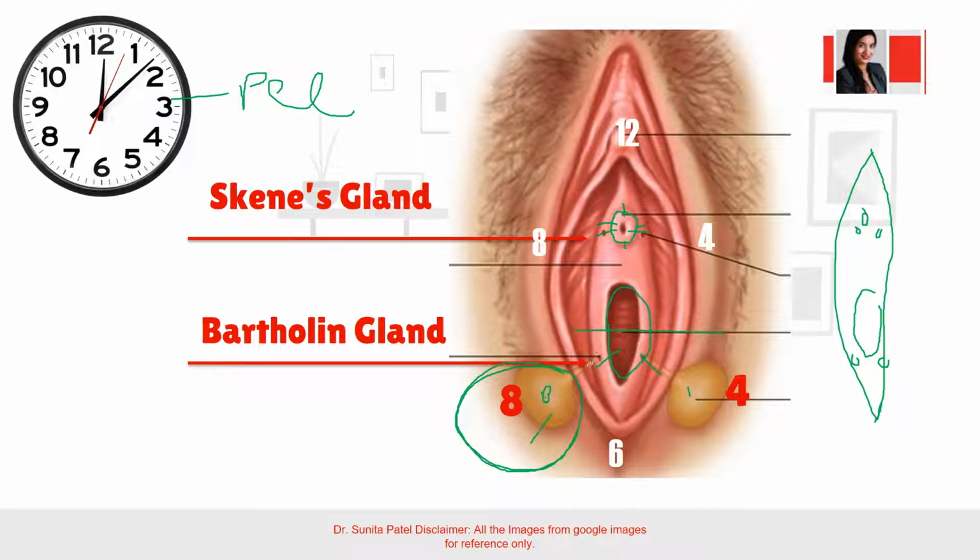So when the opening is blocked, that creates the cyst formation inside, and we call it a Bartholin cyst. So what is the treatment for Bartholin cyst? What can be the treatment? Opening of the gland. So how to open the glands? What things can create the opening? Steaming. Steaming can open the skin pores?